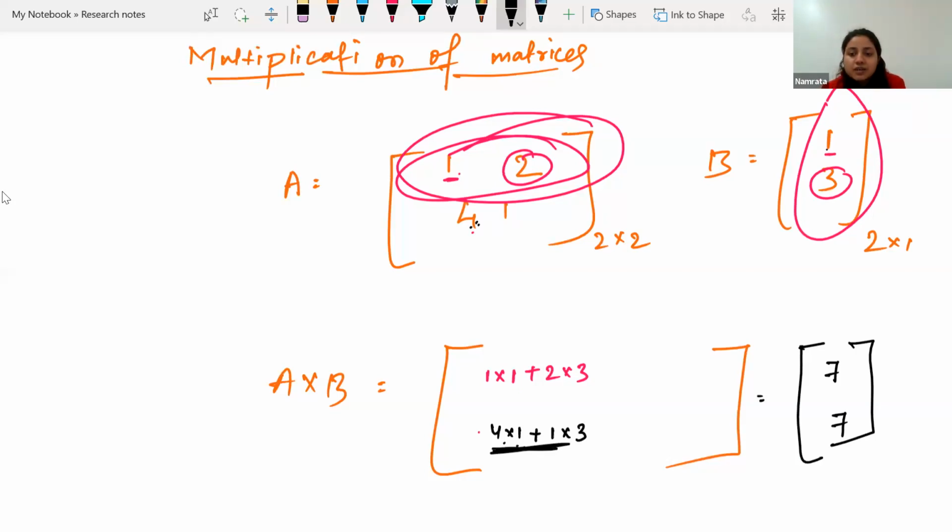A cross B will be 7 7 like this. A column matrix we are getting over here. Is it clear to everyone? Any confusion over here?